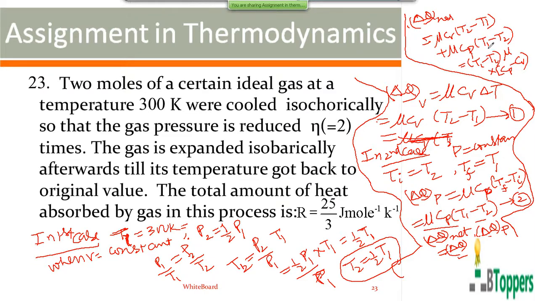That means here you can write T2 minus T1 as the negative of T1 minus T2. So you can take nu into T1 minus T2 common in the two terms. When you take nu into T1 minus T2 common, you will get Cp minus Cv multiplied by it. So Cp minus Cv for any gas will be equal to the molar gas constant. Cp minus Cv for any gas can be taken as equal to the molar gas constant.